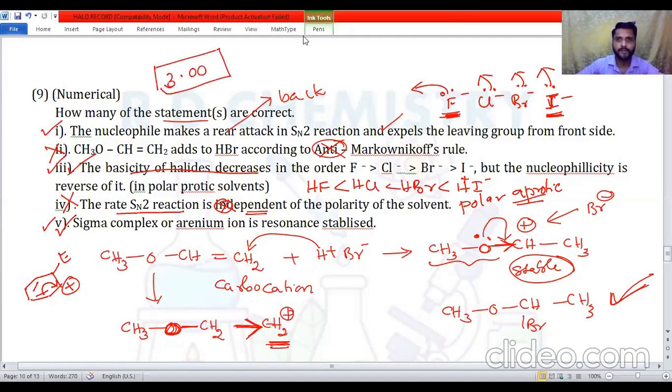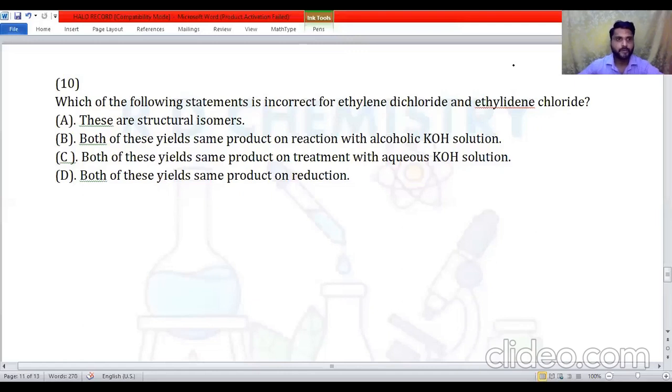Question number 10. Which of the following statements is incorrect for ethylene dichloride and ethylidene dichloride? Let me write the structure. Ethylene dichloride is CH2, single bond, CH2, from ethylene with the double bond removed, with a Cl on each carbon. This is ethylene dichloride, the first compound.